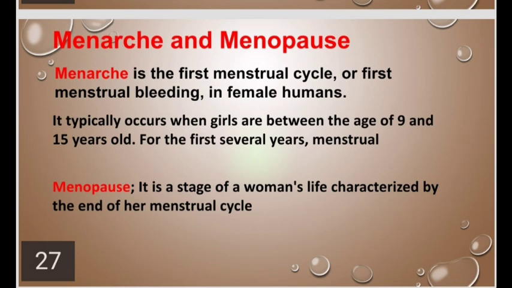Menarche and menopause. Menarche is the first menstrual cycle or first menstrual bleeding in a human female. It typically occurs when girls are between the ages of 9 and 15 years old. Menopause. It's a stage of a woman's life characterized by the end of her menstrual cycle.